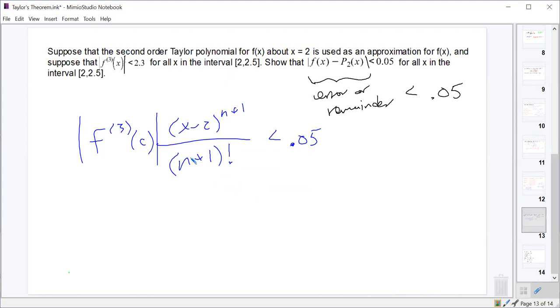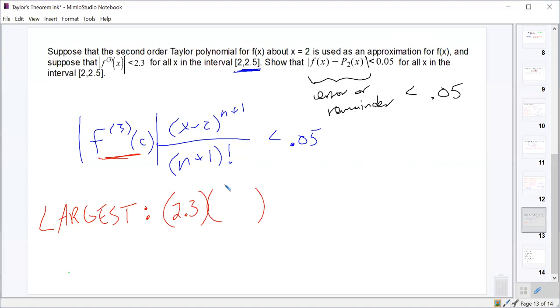And so we need to take the values of c and the value on our interval of x that will make this thing the largest and show that it's less than 0.05. So what value of the third derivative of f is the largest possible value that it could be? The largest thing, it's not pi. The largest thing that the third derivative of f at c could be is what? It's written in the problem. What is the largest possible value that our third derivative could take on? 2.3. Yeah, we'll just use 2.3, even though it says it's always less than 2.3. So we've got 2.3. What's the largest possible value that x minus 2 to the n plus 1 could take on?